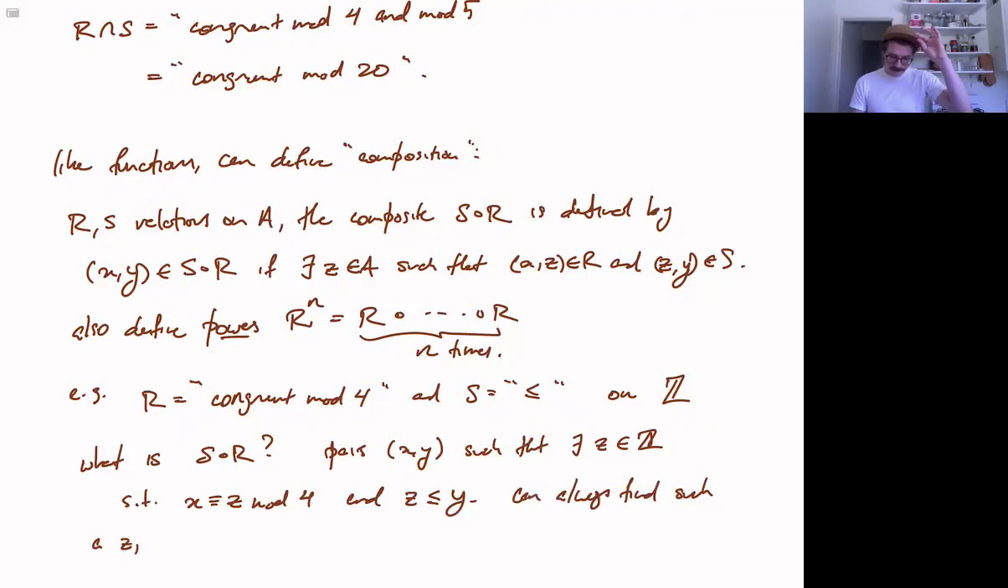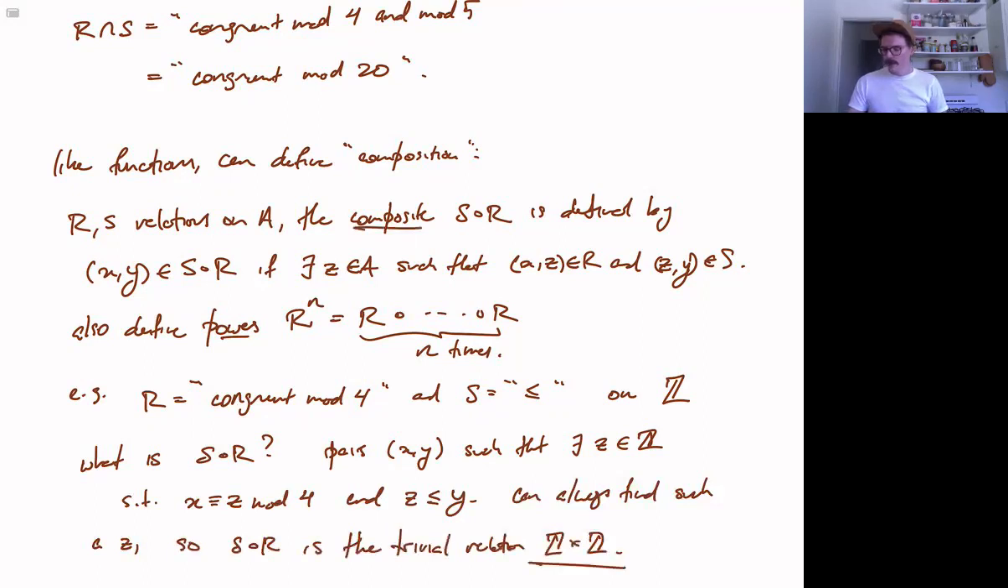Which means that S follows R, the composite, is the trivial relation Z cross Z. So it is the subset which is equal to the full set, meaning every two elements are related. So it's kind of a trivial relation.